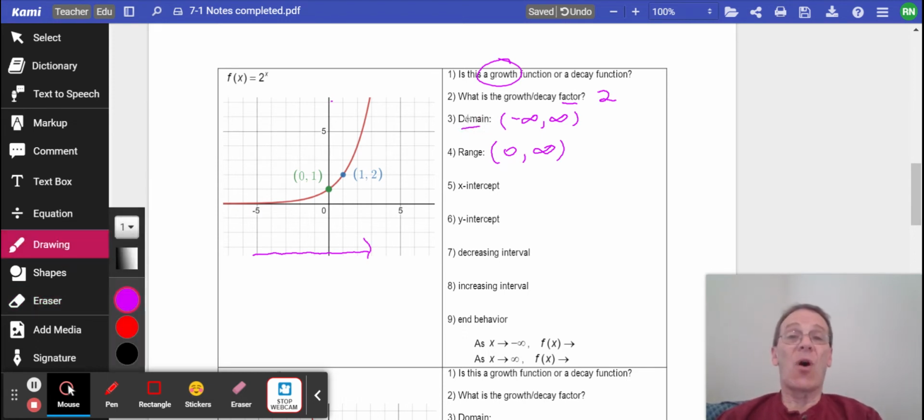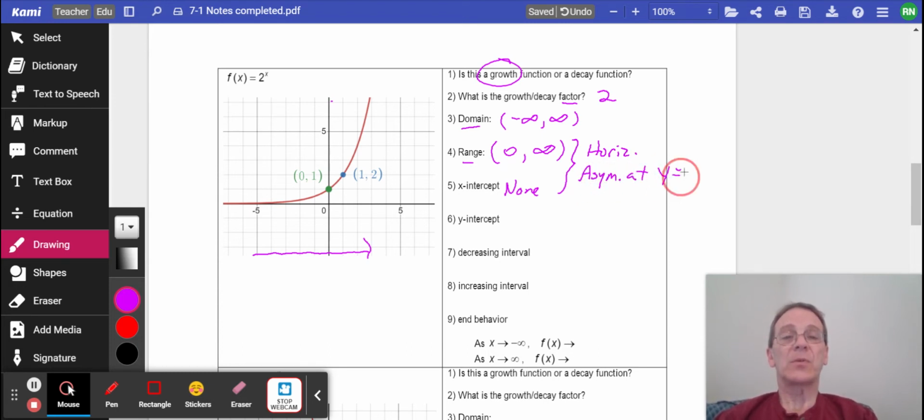This domain will be true for all exponential functions. Okay, all of them. The range we can shift a little bit, so that won't always be the answer for the range, but the domain is always the same. X-intercept, well, there is no x-intercept. At no point does this graph intersect the x-axis, for the same reason that the range does not include 0. There is a horizontal asymptote at y equals 0. Okay, no x-intercept.